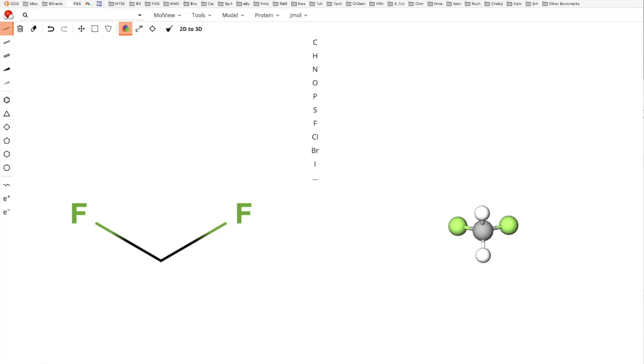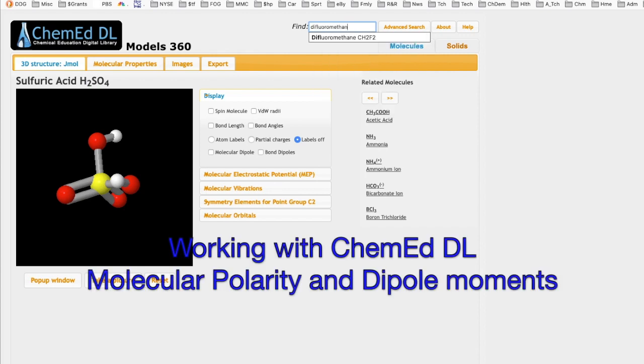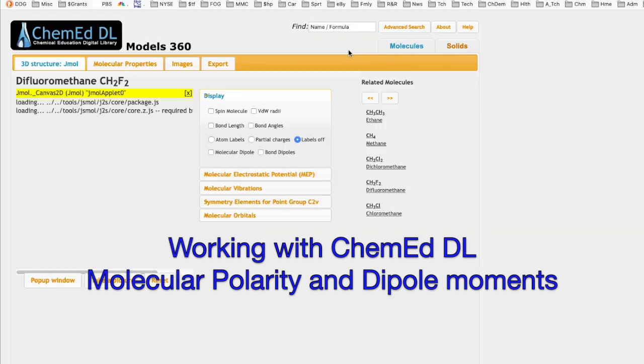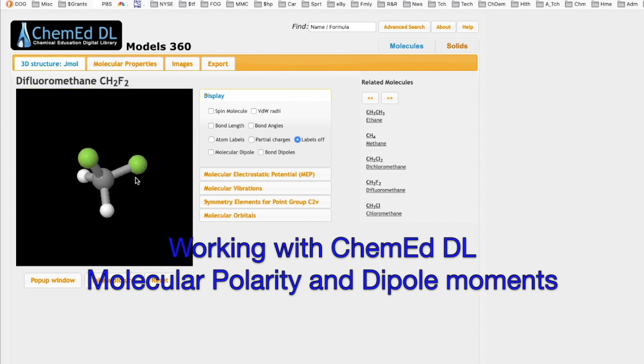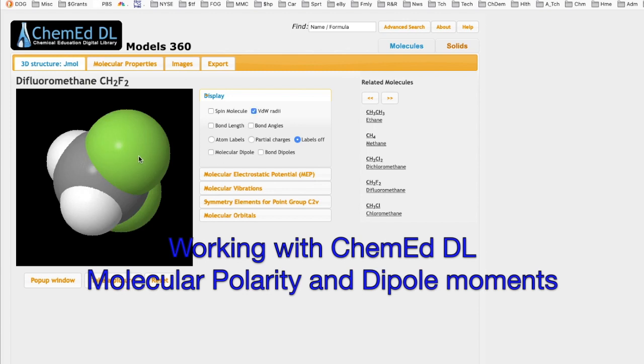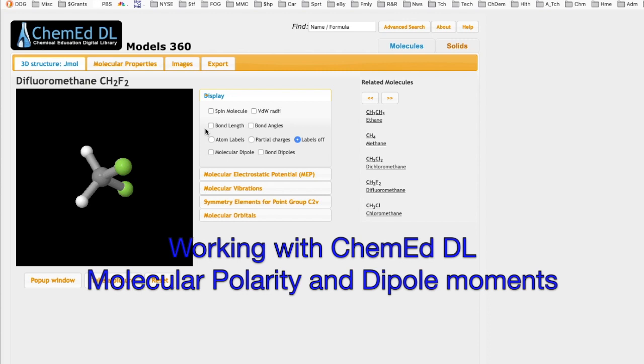I'm going to go to ChemDL, and then I'm going to put in here difluoromethane. And it actually is in the library, and if I click on that, it'll find it. And here's the structure right here. I can rotate it with my mouse. I can make the molecule spin. I can do the van der Waals radius, which tells me the size of these things. I can actually do the bond length.